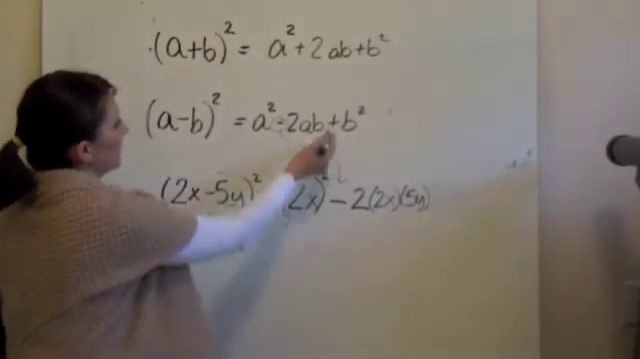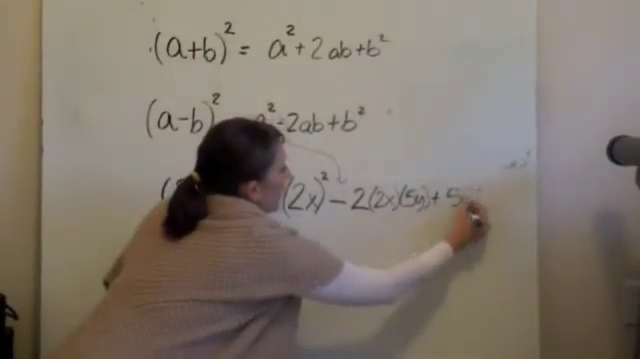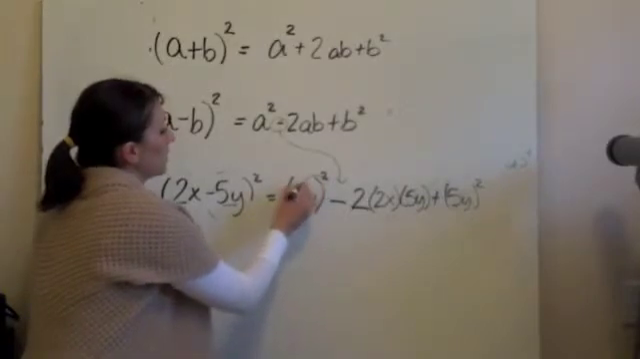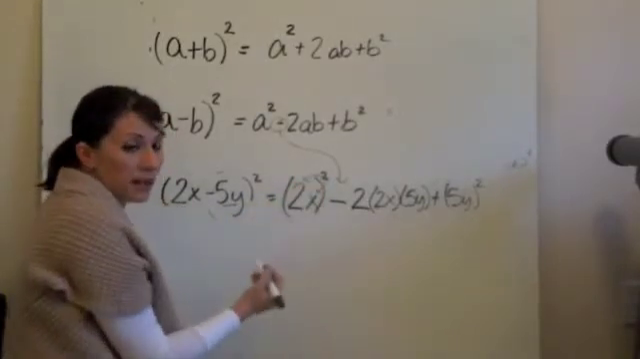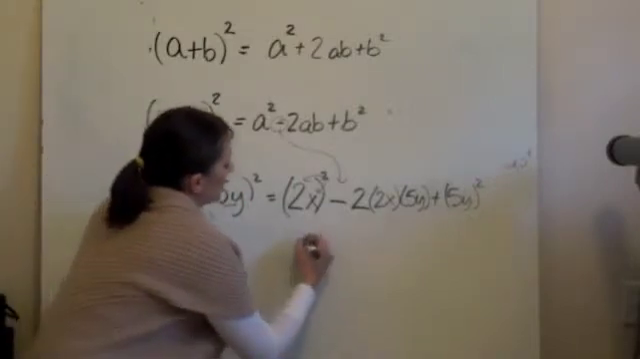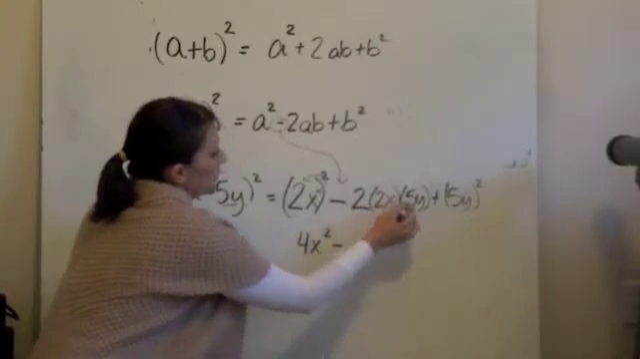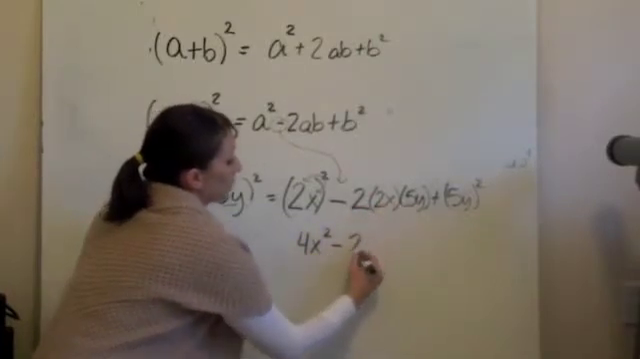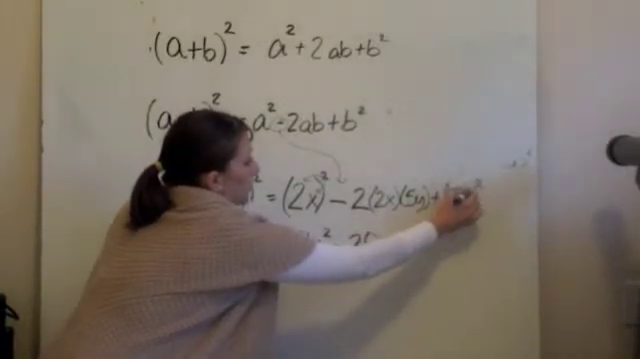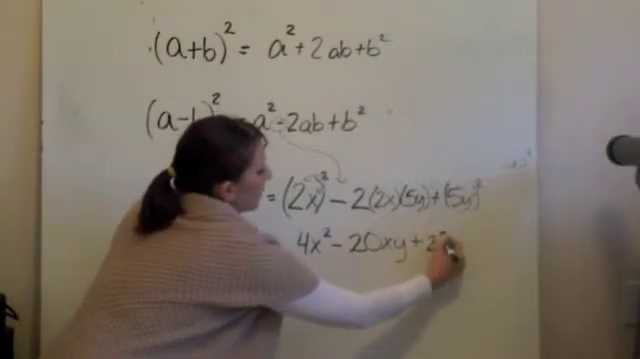Alright, and then last term squared. So plus (5y) squared. And then we just simplify it. We need to distribute this square to everything inside. When you have an exponent touching a parentheses, you distribute to everything inside the parentheses. So we get 4x squared minus, we have 2 times 2 times 5. That's 4 times 5, which gives us 20xy. Distribute this to both terms inside the parentheses, so we get 25y squared.